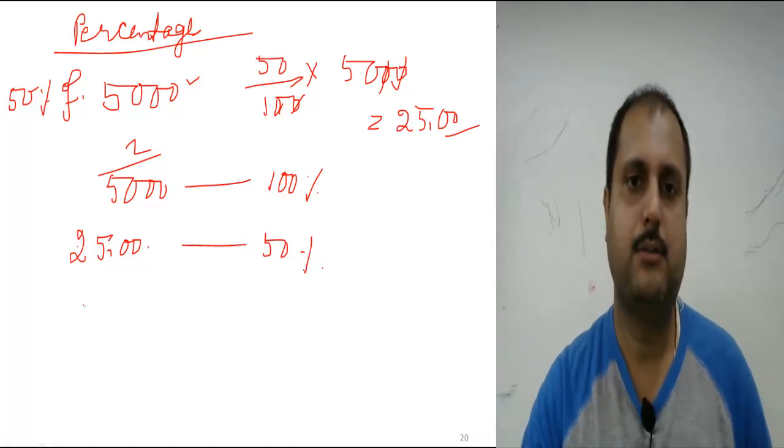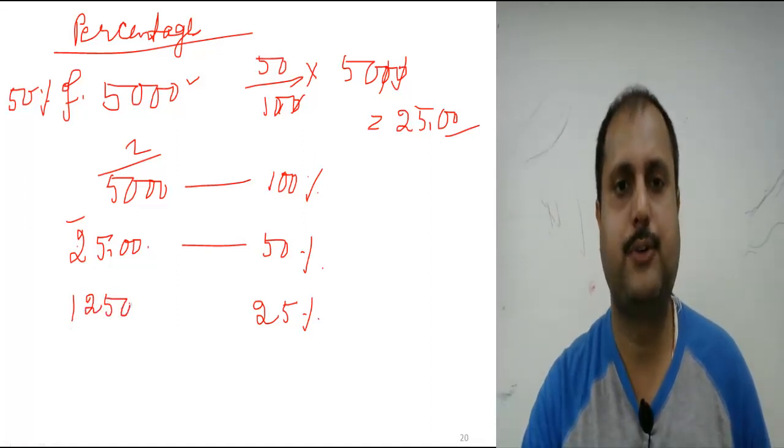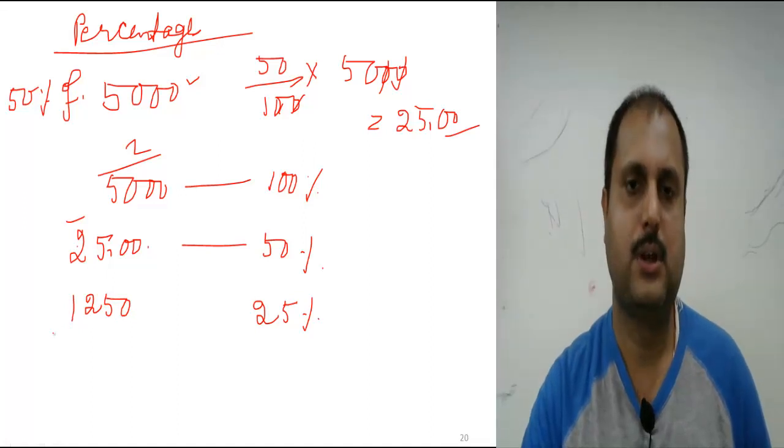Now if anybody asks you what is the 25% of that, again it will be the half of the amount. So the half of the amount would be 1,250. 1,250 would be the 25%.